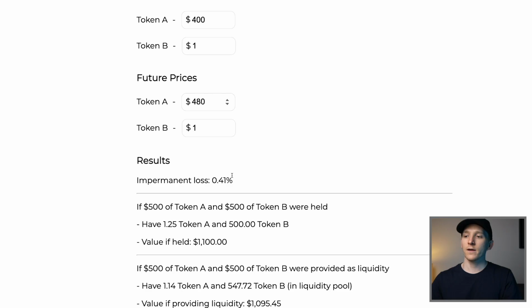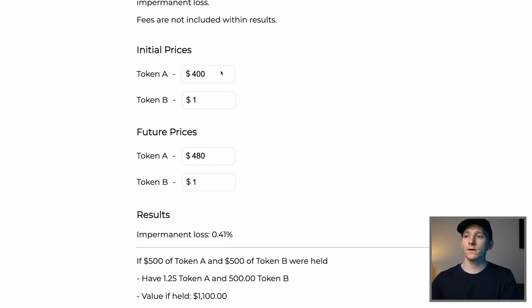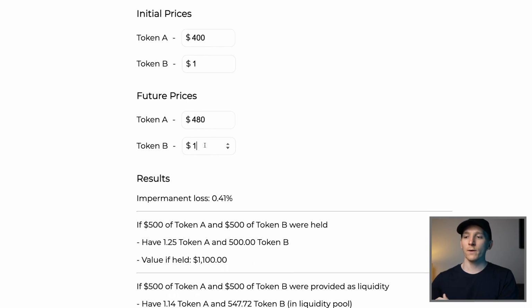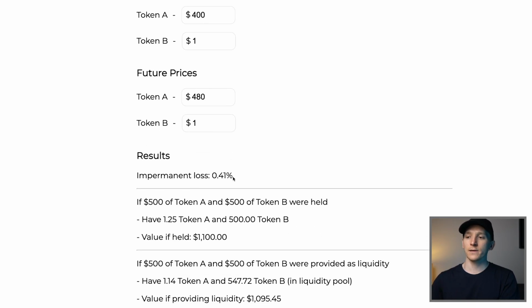Now, the impermanent loss here is 0.41%. So if I put the tokens in at this current price, 400 to 1, and I take them out at 480 to 1, I will lose 0.41% in impermanent loss. That's not a big deal, actually, for me.